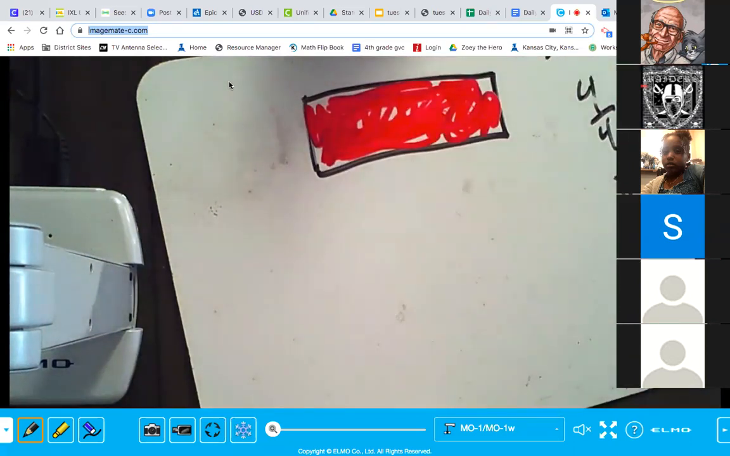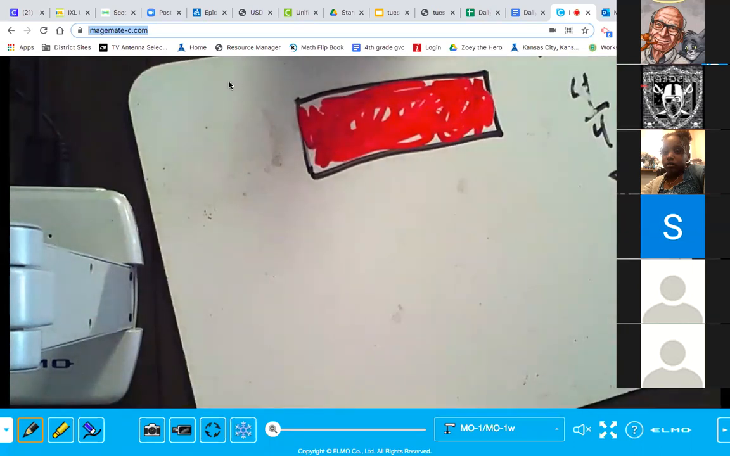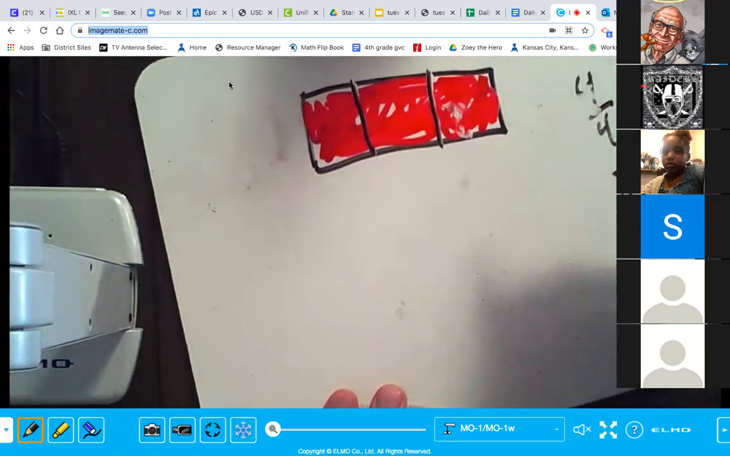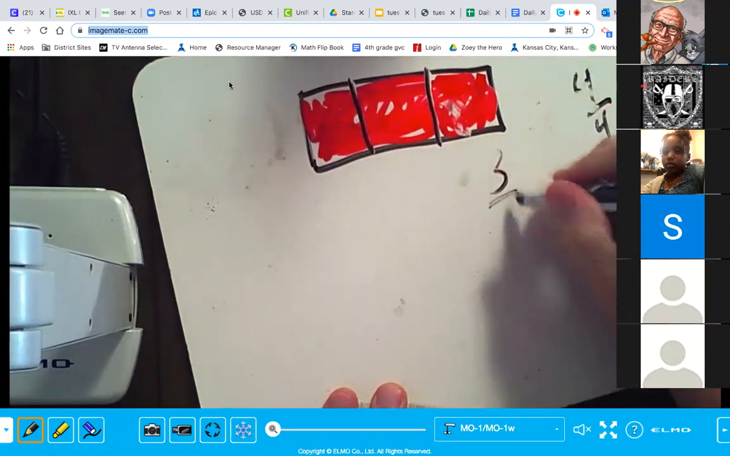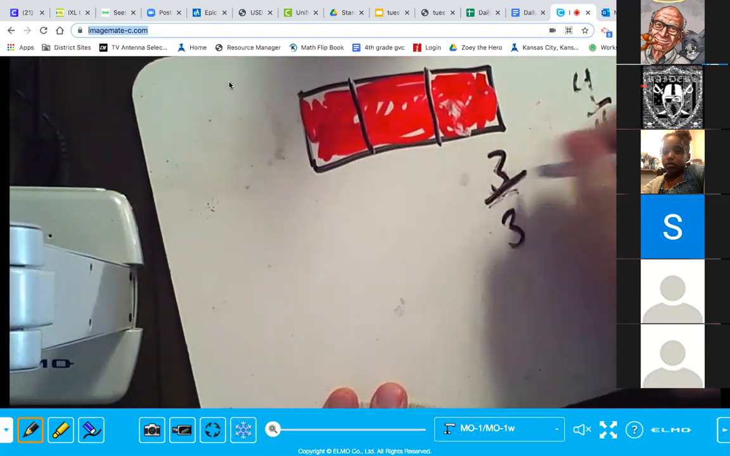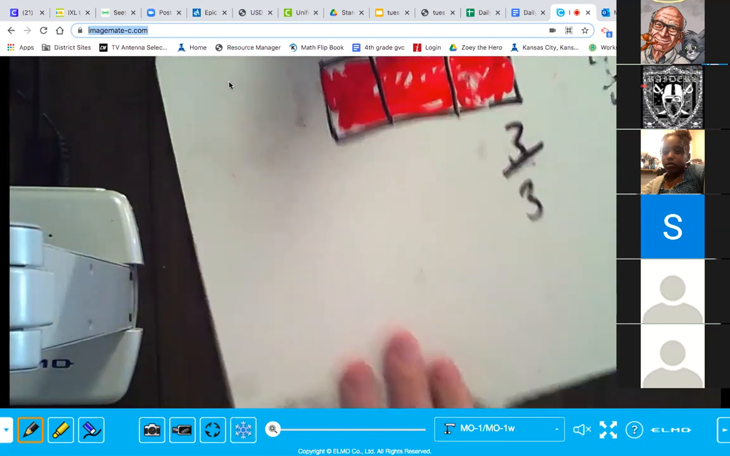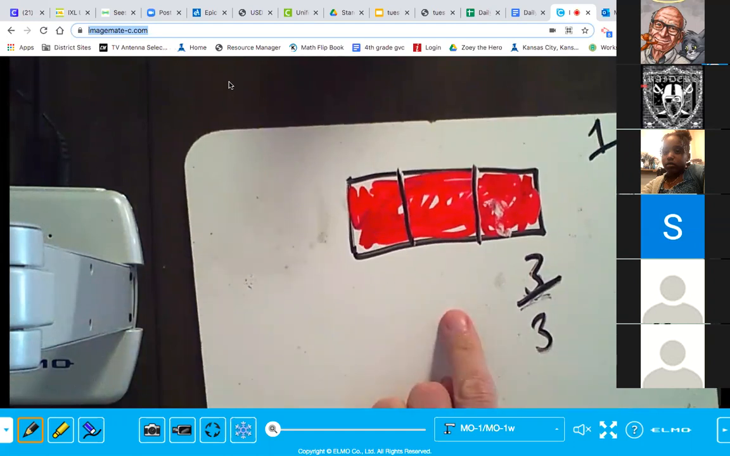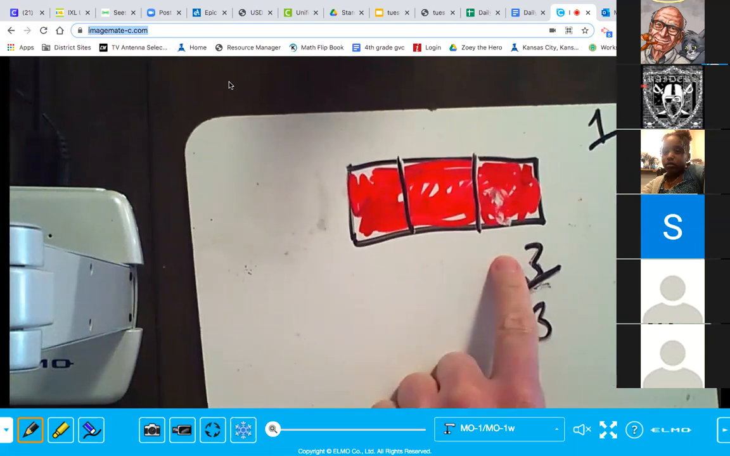Let's say I have 1 again, and I split it into thirds. Now I've got 1, 2, 3 thirds, right? So anytime you have one whole, you're going to see that you could also write it as a fraction where the numerator and the denominator are equal. All right.